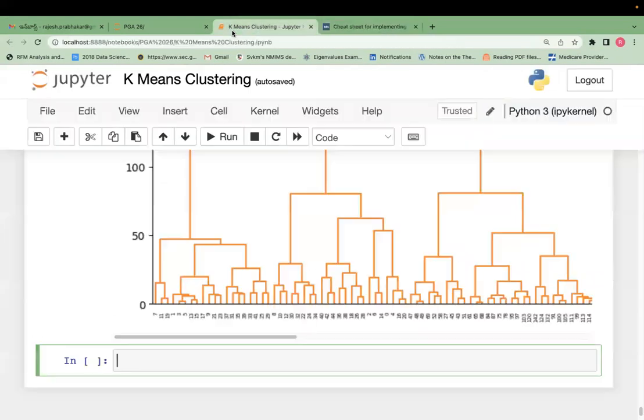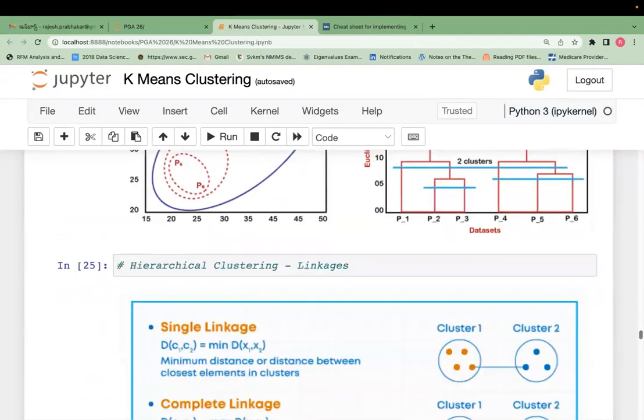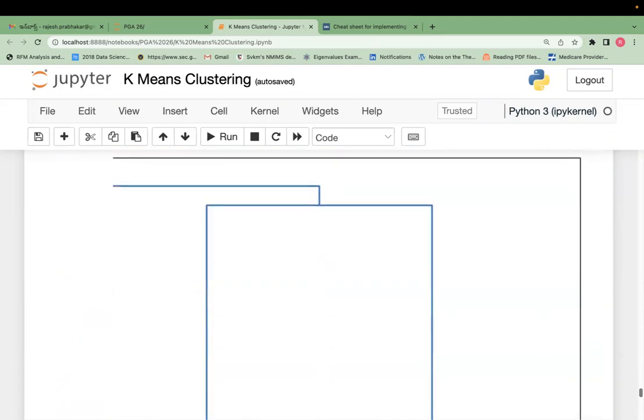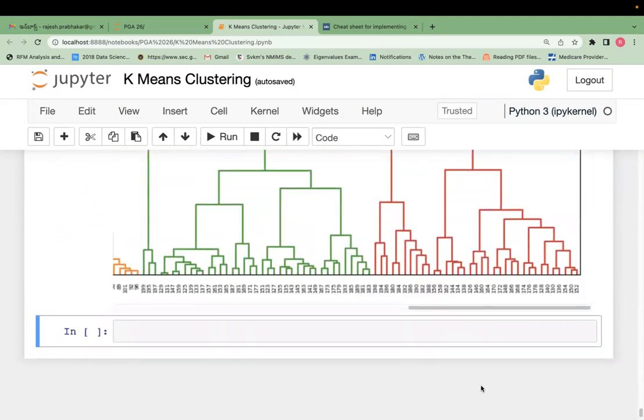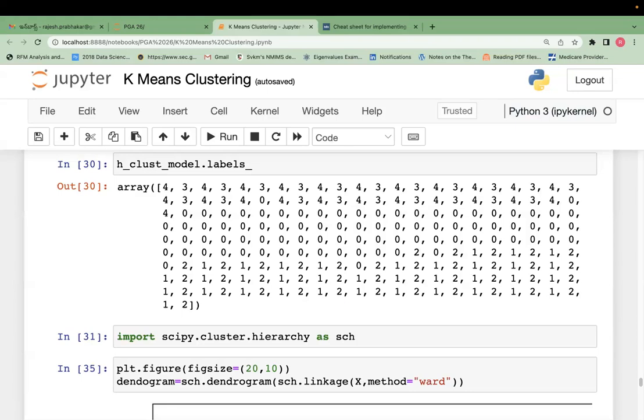So how many clusters did we use for k-means? 5 only, no? We have used 5 only, I think. We need the 6th one, sir. Yeah, but the 6th one was overlapping, so we took 5, I think. Here also we have taken 5. Okay, sir. All right, all of you got the clustering, hierarchical clustering.